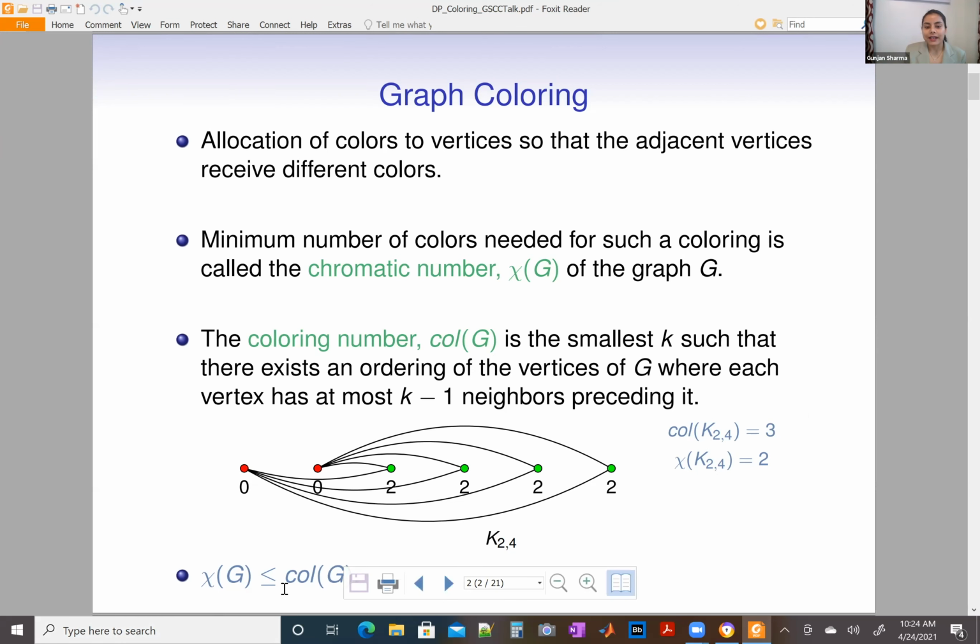And we have that naive bound on the chromatic number of a graph: it is upper bounded by the coloring number of G. The basic argument is that at each point, you just greedily color with an available color. You can always do that with the coloring number of G colors, since each vertex has at most k minus one neighbors preceding it. So you are always left with one color.